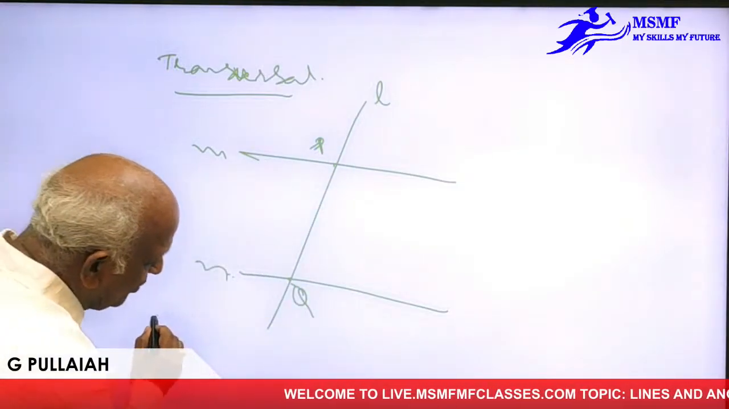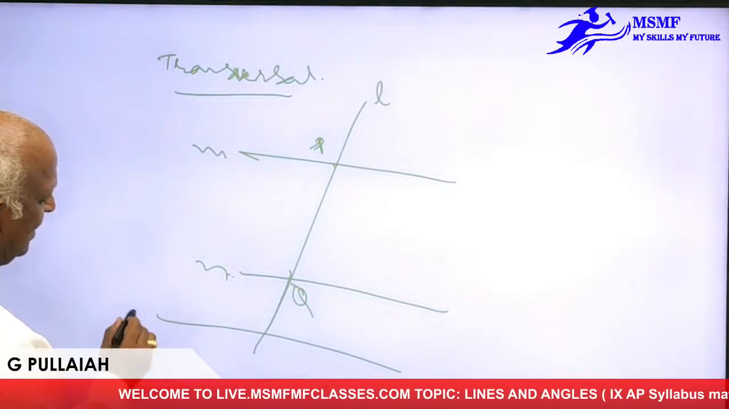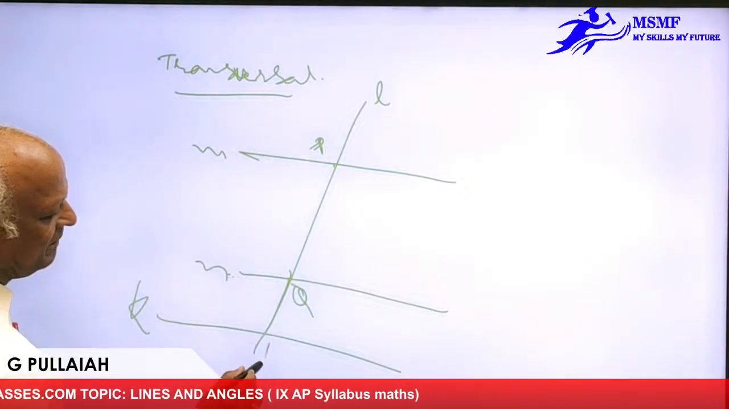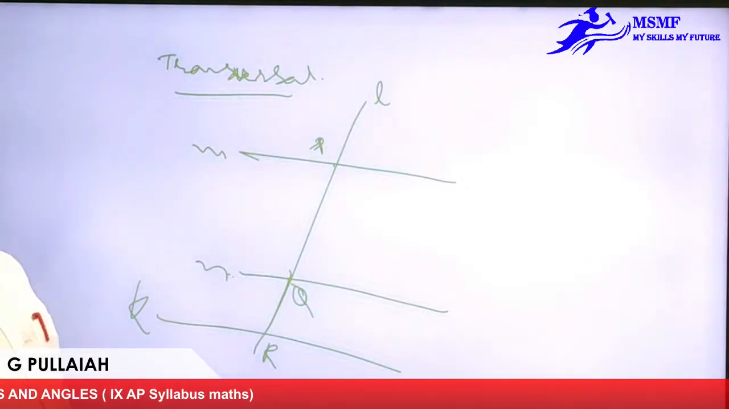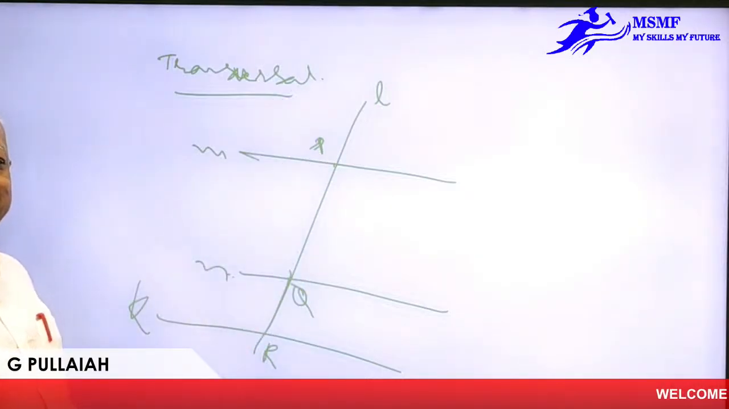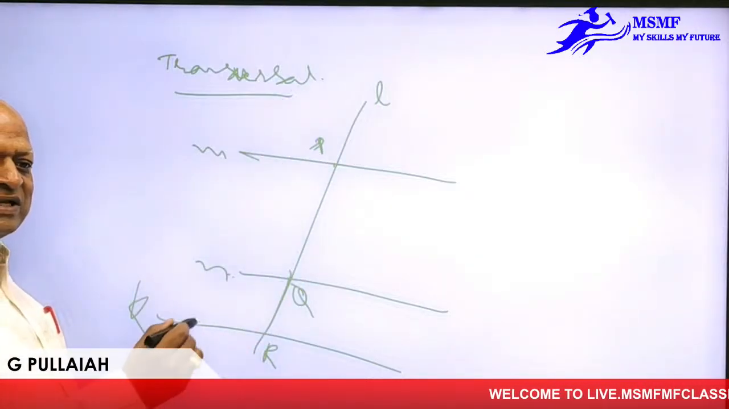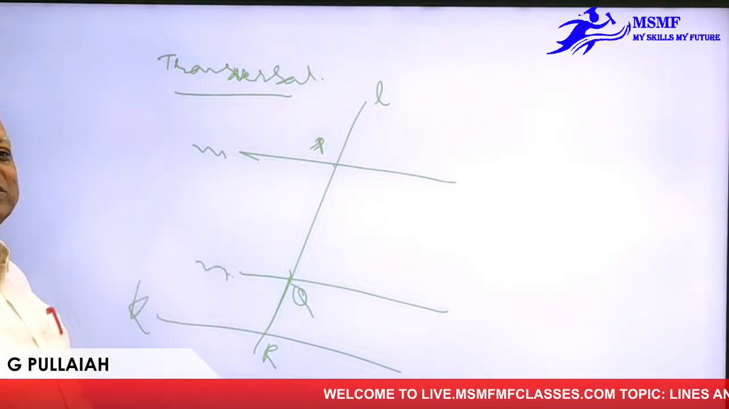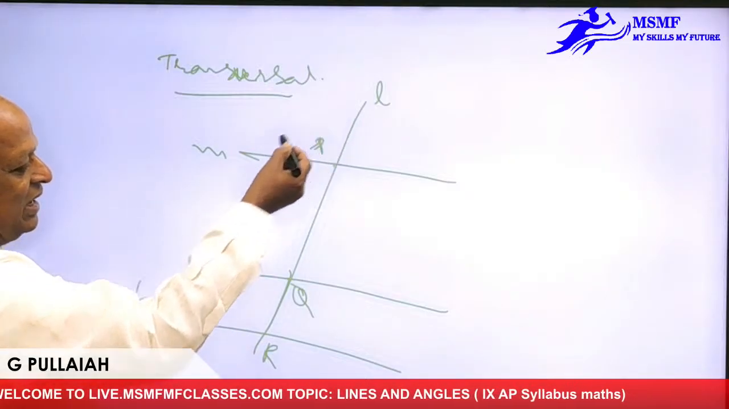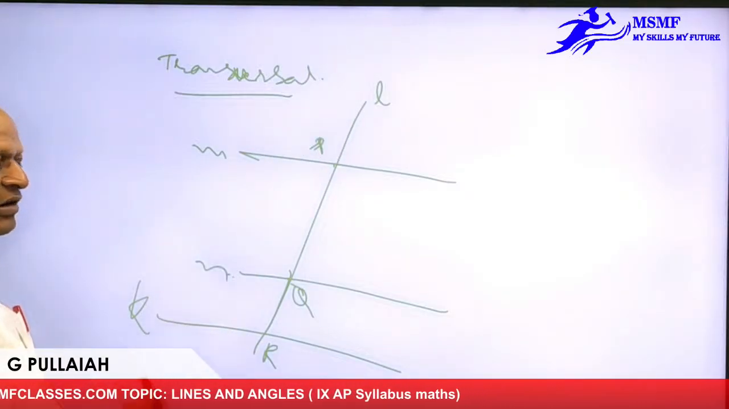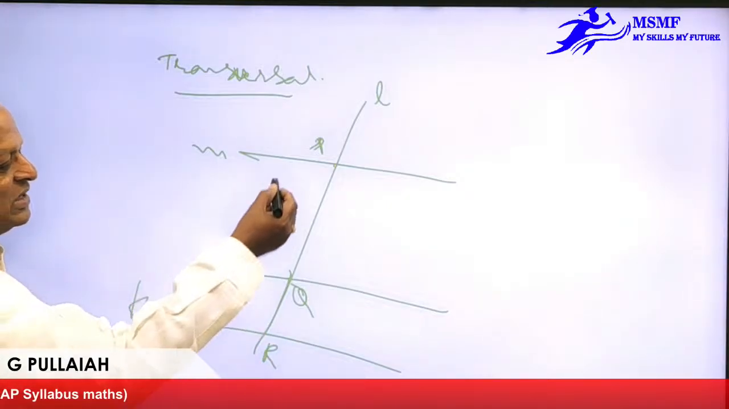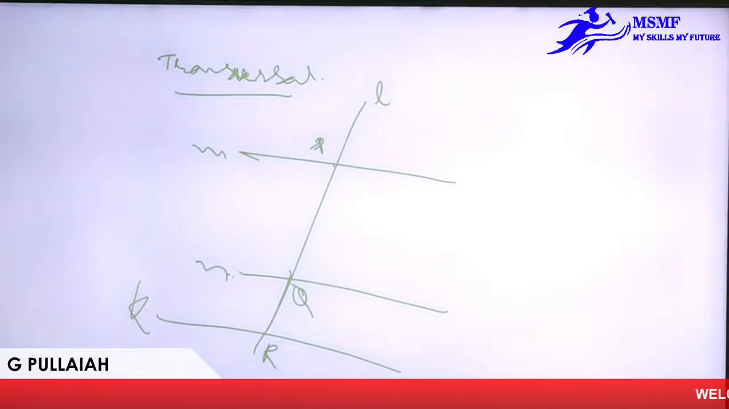Let us take one more line. Okay, for example, and let us take point R here. In this case, L is intersecting at 3 points. So if it intersects at 2 or more than 2 points, then it is a transversal. So here L is a transversal. Is K a transversal? K is not a transversal. Why? Because it intersects at only one line segment. Clear?